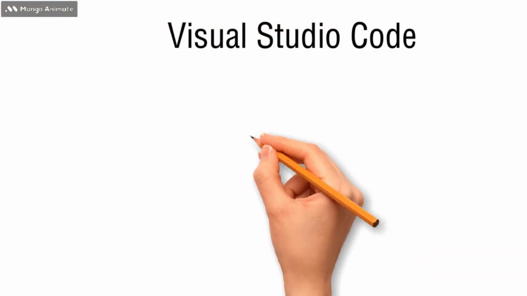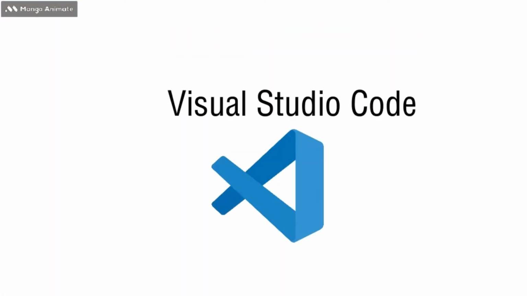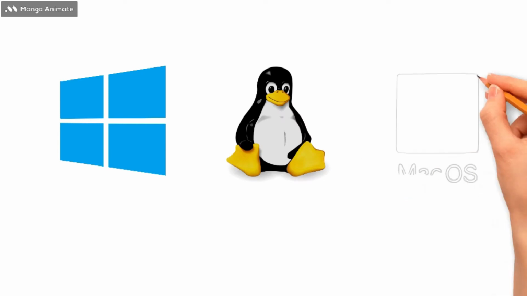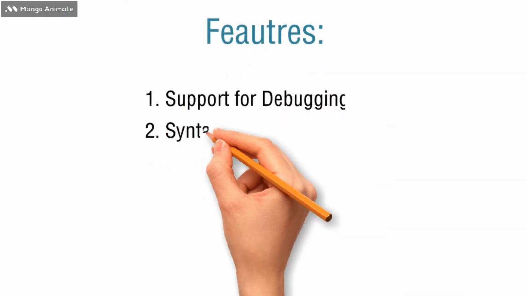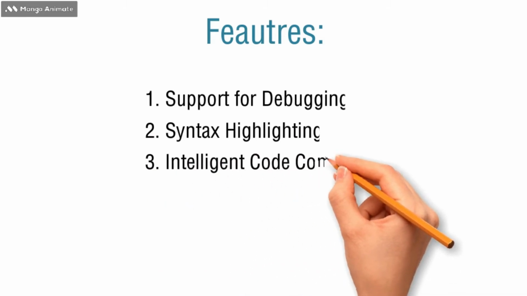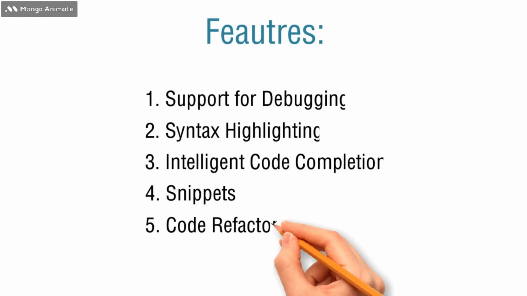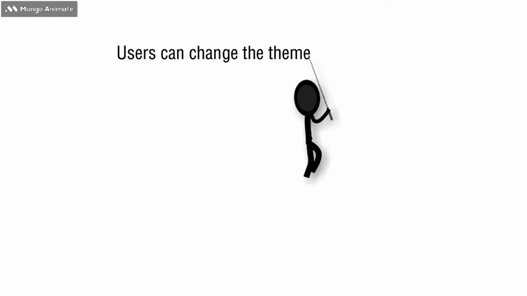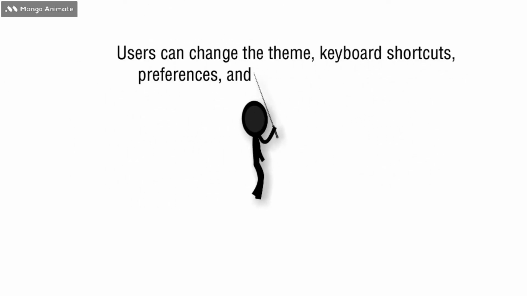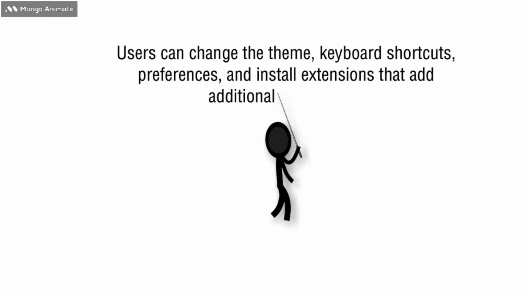Visual Studio Code is a source code editor made by Microsoft for Windows, Linux, and macOS. Features include support for debugging, syntax highlighting, intelligent code completion, snippets, code refactoring, and embedded Git. Users can change the theme, keyboard shortcuts, preferences, and install extensions that add additional functionality.